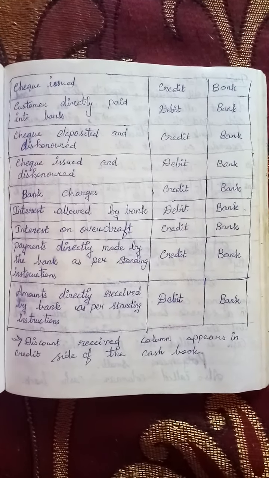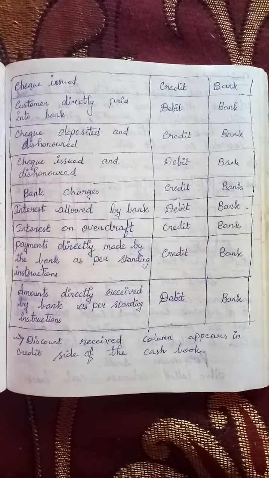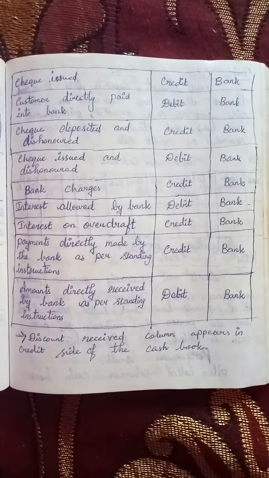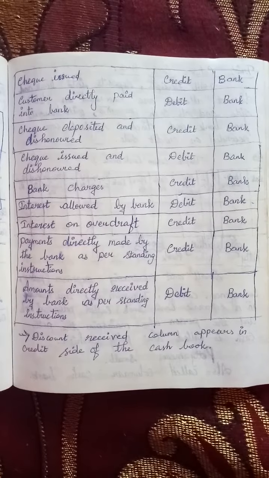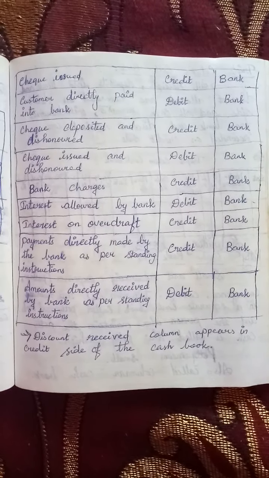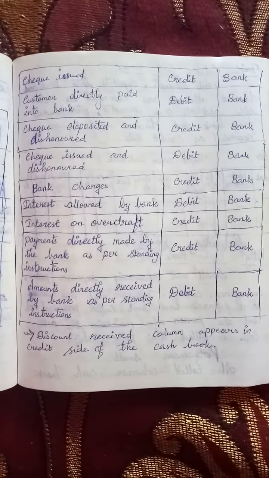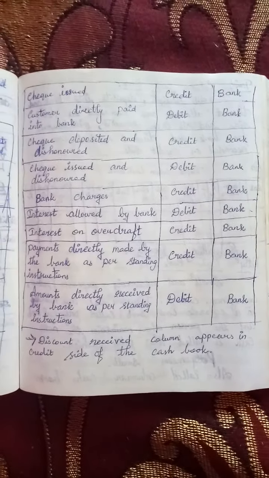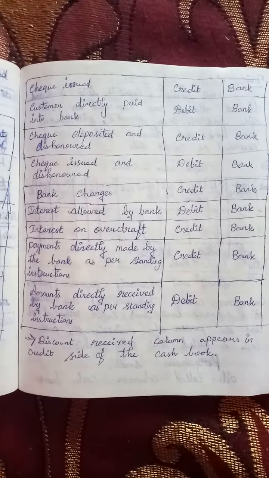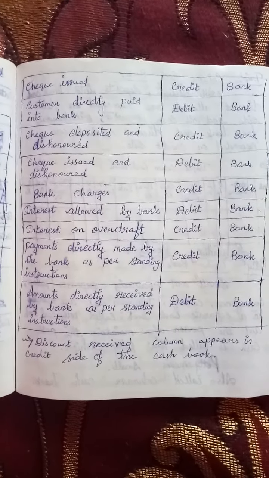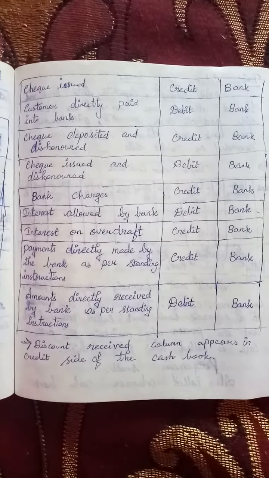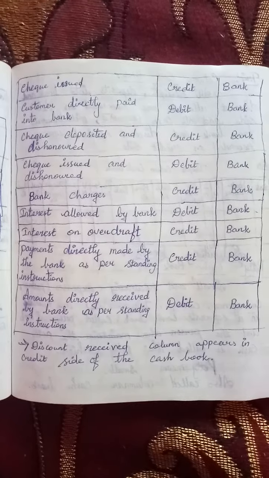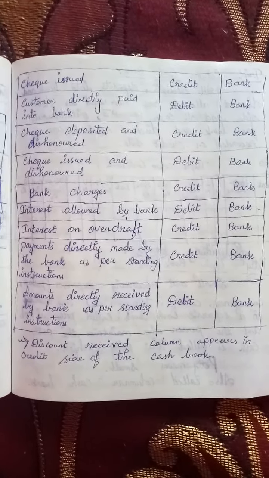Cheque deposited and dishonoured is entered on the credit side and in the bank column. Cheque issued and dishonoured is entered on the debit side and in the bank column. Bank charges are entered on the credit side and in the bank column. Interest allowed by bank is entered on the debit side and in the bank column. Interest on overdraft is entered on the credit side and in the bank column. Payments directly made by the bank as per standing instruction are entered on the credit side and in the bank column. Amounts directly received by the bank as per standing instruction are entered on the debit side and in the bank column. Discount received column appears on the credit side of the cash book.